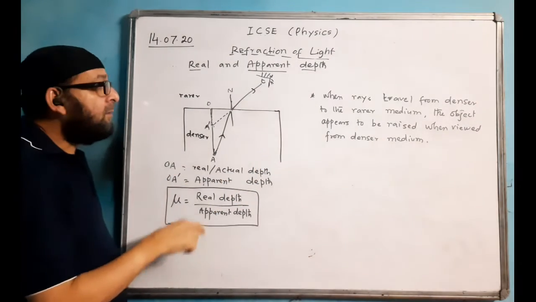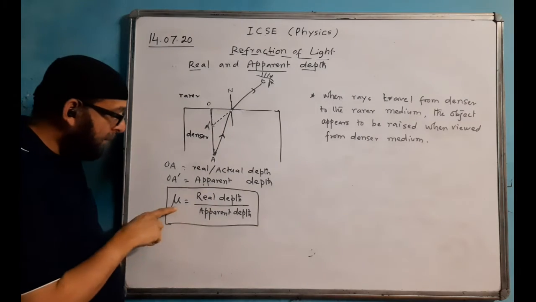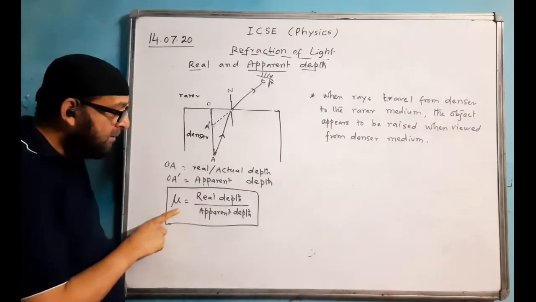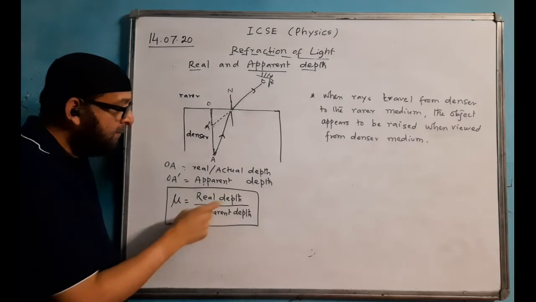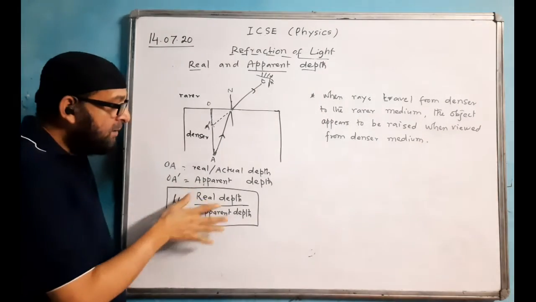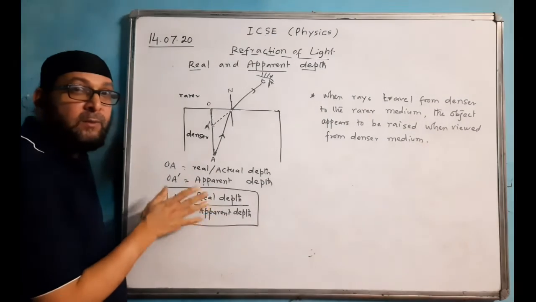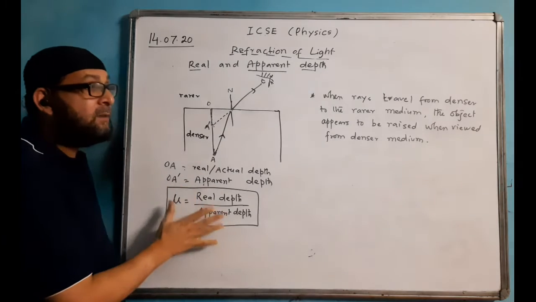So there is a formula between real depth and apparent depth, and the formula is this one. Refractive index of this medium is equal to real depth by the apparent depth. So this is the formula. You may get some numerical problems based on this formula as well.